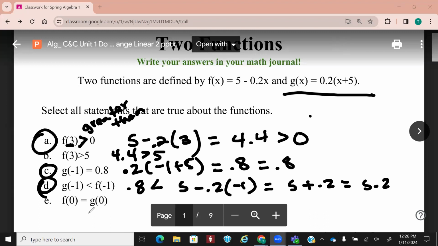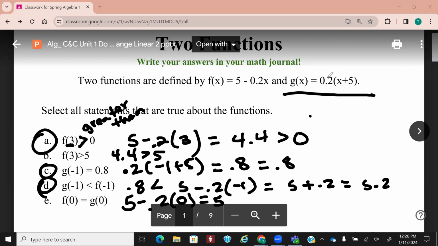All right. The last one, we're going to plug in 0 for both f and g, and we're going to try to see if they're equal. So 5 minus 0.2 times 0, that gives me what? Plug it into your calculator. 5 minus 0.2 times 0. It's not 0. It's 5.